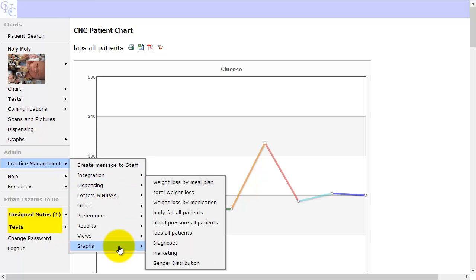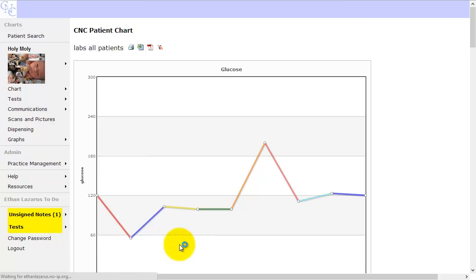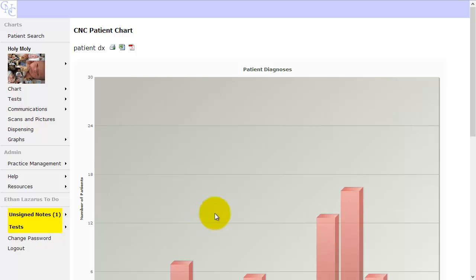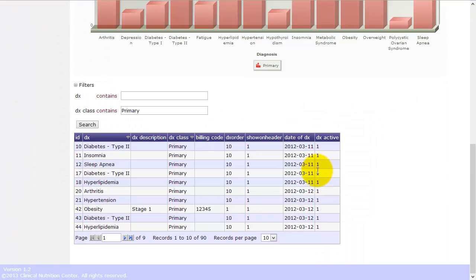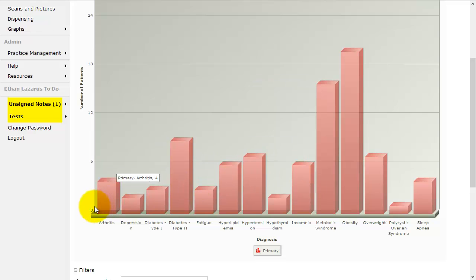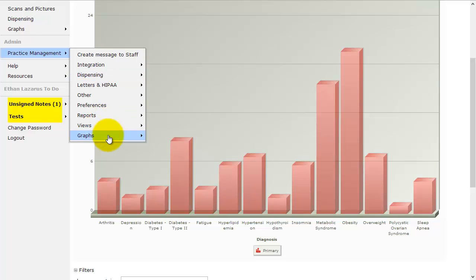And just a couple other graphs in the graphs view. And again, all of these are being actively tweaked to make them as useful as possible. Diagnoses, I love looking at this. So this gives you a peek at your primary diagnoses. So you can see how many of your patients have the metabolic syndrome or insomnia. And so these are just showing the diagnoses that we've classified as primary. And you can see how prevalent that is in your patient population.